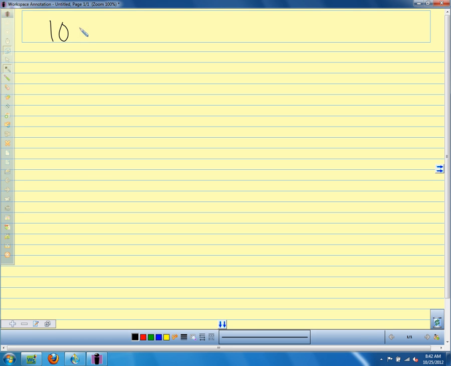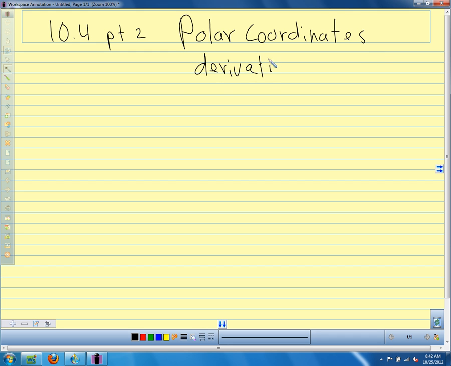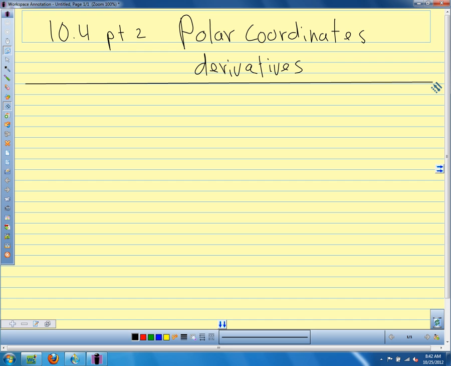All right, so we're in part 2 of 10.4. We're going to talk about polar coordinates, and we're going to do derivatives. What we're doing is just applying what we already know about the derivatives of parametric equations. We're considering a polar equation, a parametric equation. Our parameter is essentially theta, and we have a representation in polar coordinates.